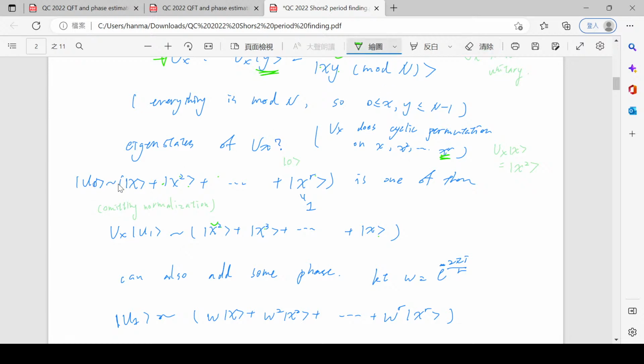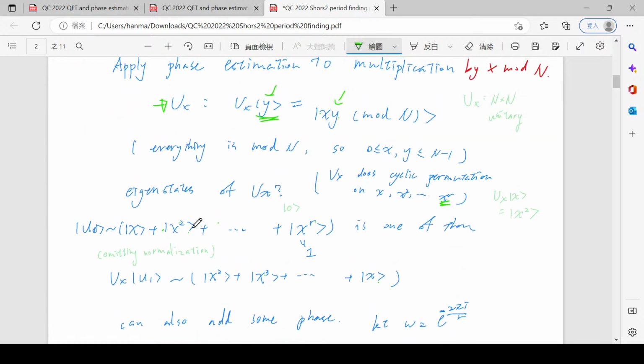So this u naught is an eigenstate of U_x. And what's the eigenvalue? The eigenvalue is 1, because you apply U_x on u naught, and it's still u naught. So that's not too useful. Some digression: we are writing tilde here because we are being lazy. This is not a normalized state. Everything we think of as a unit vector, so we should have 1 over square root of r, but we are being lazy, so we just write tilde, which means we are omitting the normalization.